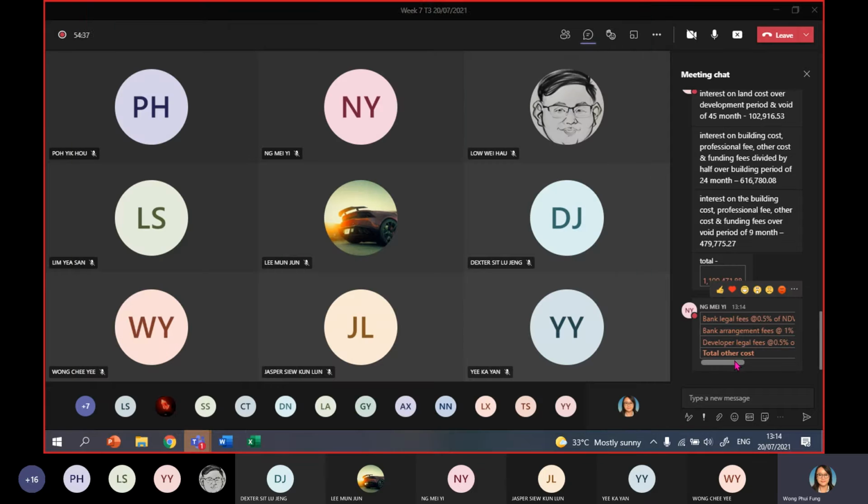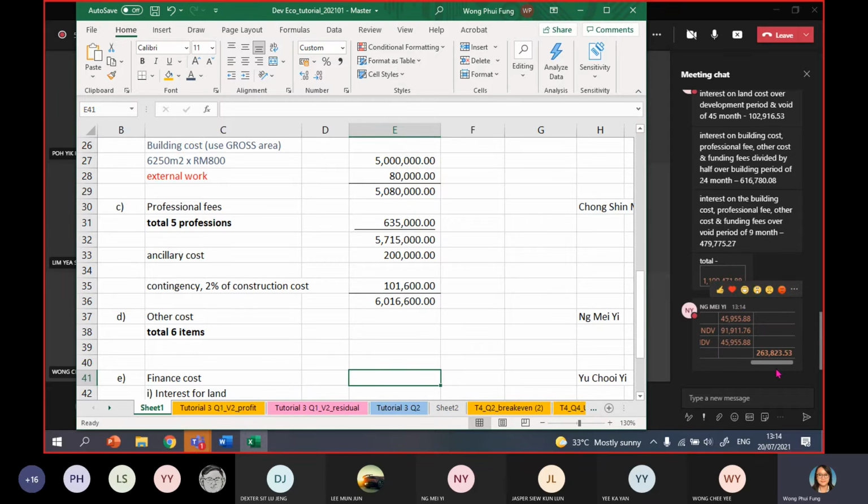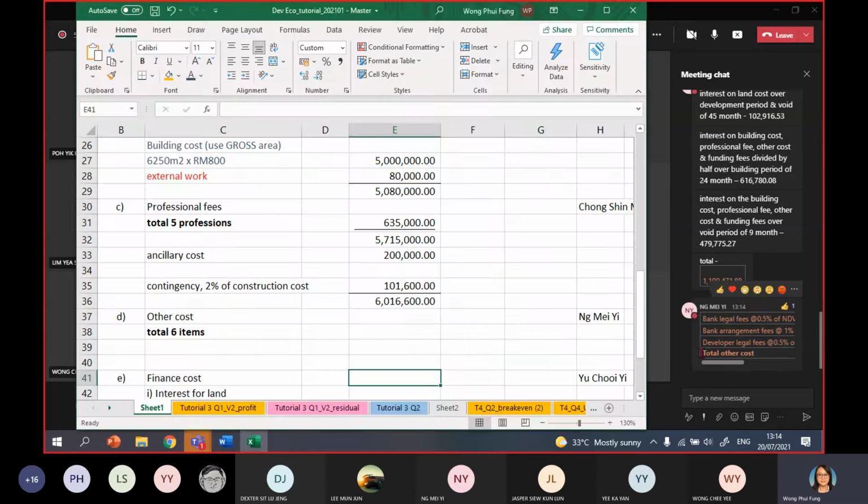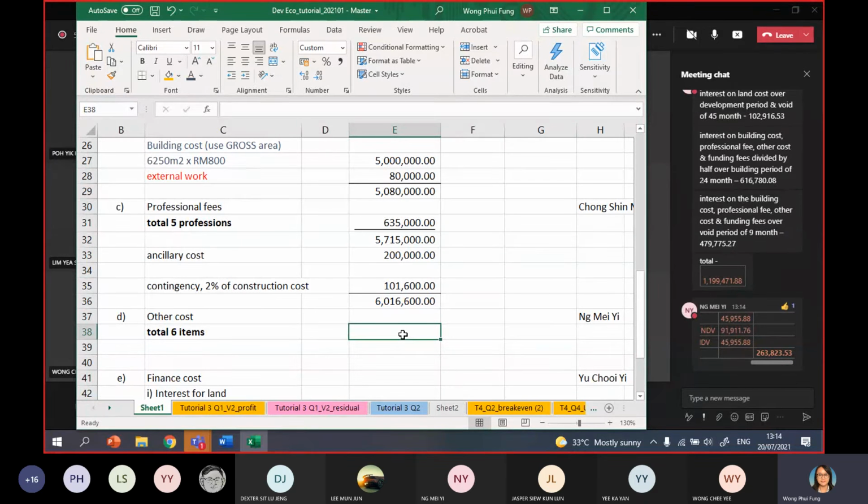Okay, let me double check. 45956. Yes, correct. Okay. All right. So this one is correct already. Mei Yi, you got it right. So the total cost under other costs, as I showed you just now, total 6 items, the total cost will be 263,824. Okay, so the breakdown you can refer to Mei Yi's answer. Total 6 items. I'm lazy, I don't want to write here.